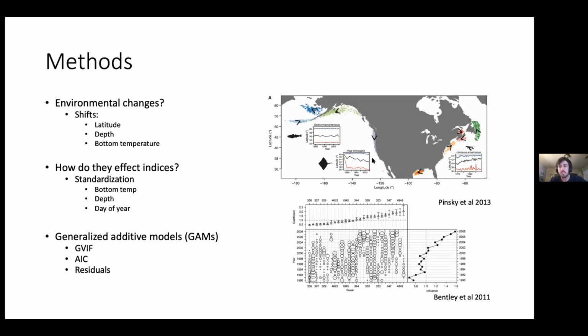So this Pinsky paper is looking at climate velocity analysis, which I'll touch on here a bit. So you can actually model to see if the environment and fish are moving at the same rate or at different rates. And this down here is this Bentley paper, again about looking at standardization diagnostics. And we're actually going to be using some of the diagnostics from this paper to look at what happens when we start adding environmental covariates to our perception of abundance.